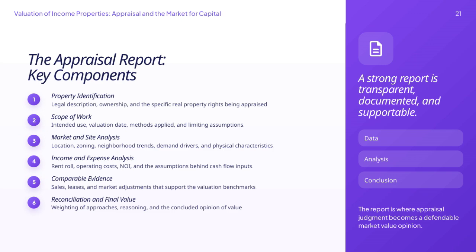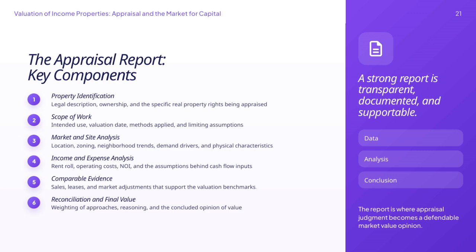Then, there's the market and site analysis. This part covers the location, zoning, neighborhood trends, demand drivers, and the physical characteristics of the property. These factors heavily influence value by providing insight into the environment surrounding the property. Following that, we review the income and expense analysis. This section includes the rent roll, operating costs, net operating income, and the assumptions behind cash flow inputs. It's crucial for income-producing properties where cash flow drives value.